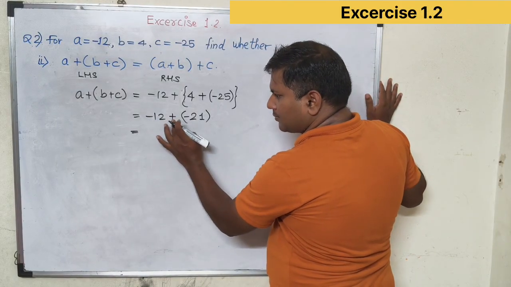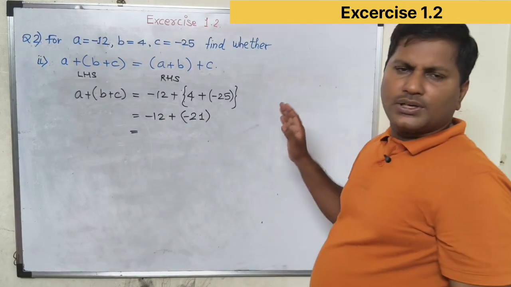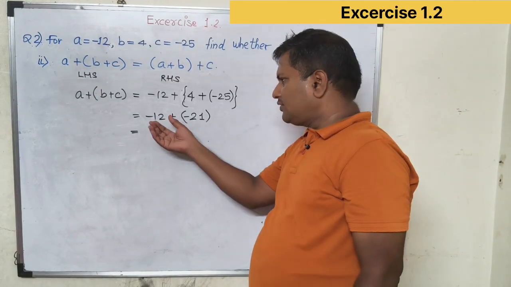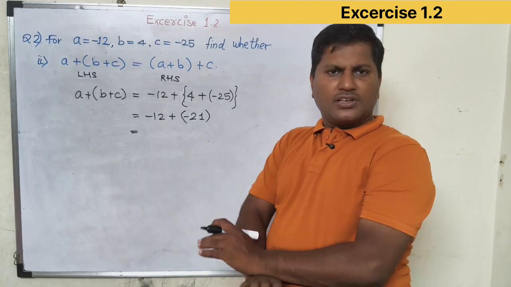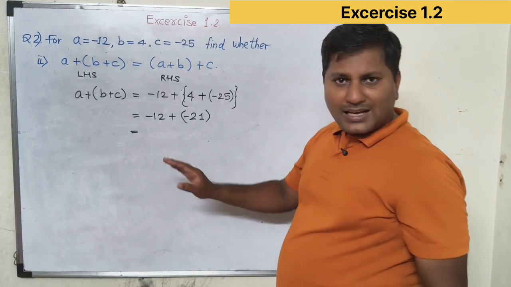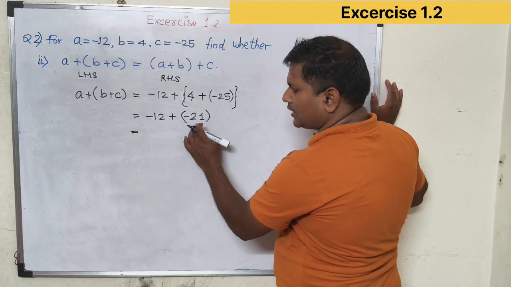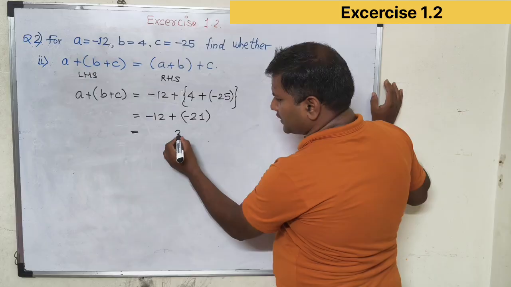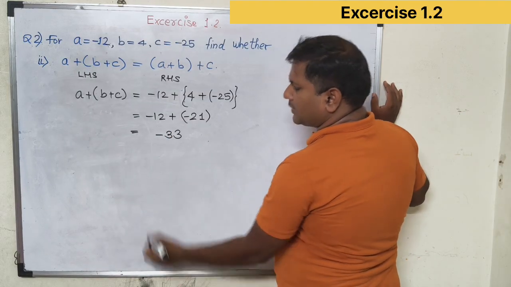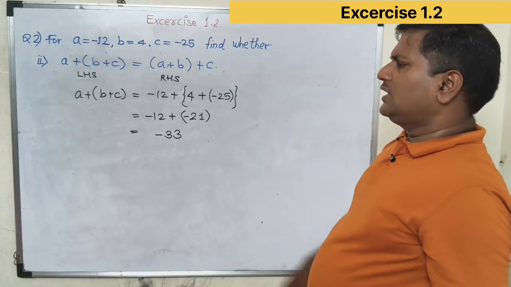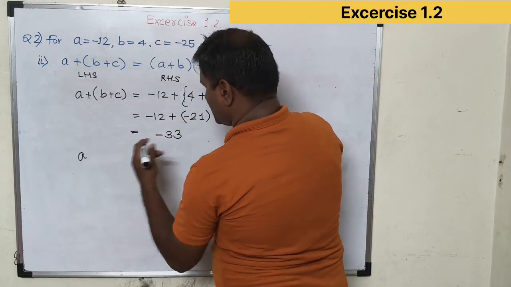Now -12 plus -21, that is the addition of two negative integers. Okay, तो यहाँ पे सिंपली क्या करना है, अगर एडिशन है दोनों सेम साइन वाले इंटीजर्स की तो उनको एडिशन करना है और जो भी साइन है वो आपको कॉमन लिख देना है. Okay, so 21 plus 12, so 2 plus 1 is 3, 1 plus 2 is 3, and the common sign is minus, so -33. So this is your left hand side, -33.